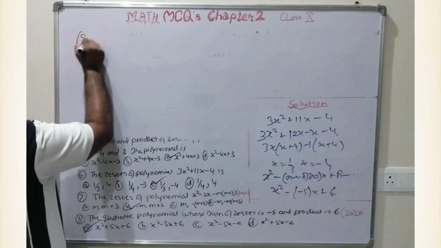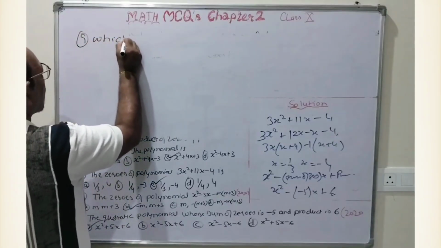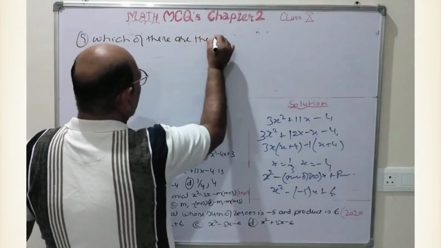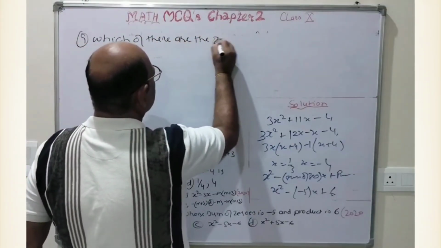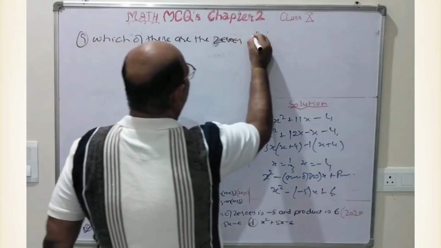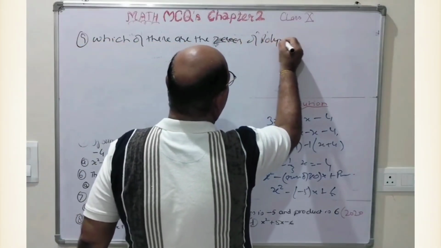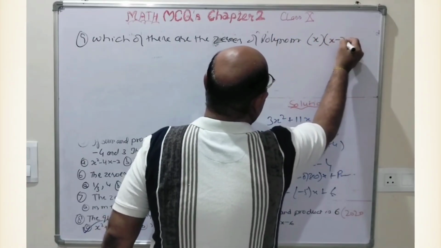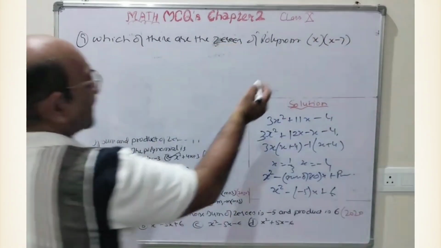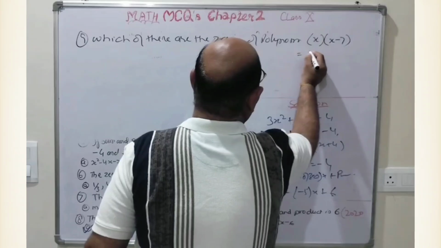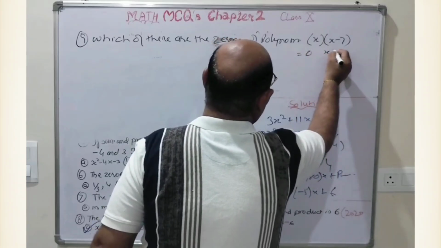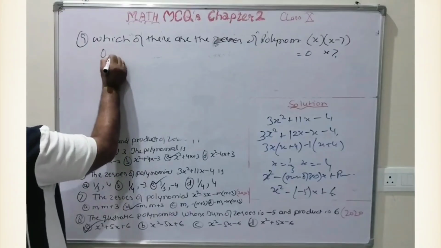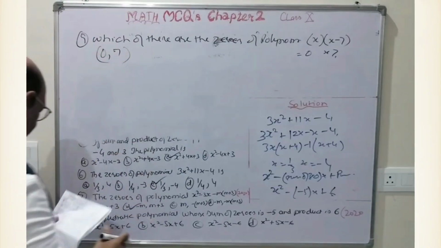Question number 9. Which of these are the zeros of polynomial x minus 7? तो बच्चों जैसा कि इससे पता लग रहा है, इसकी एक जीरो होगी 0 और सेकंड जीरो होगी 7. तो करेक्ट ऑप्शन विल बी द zeros will be 0 and 7.